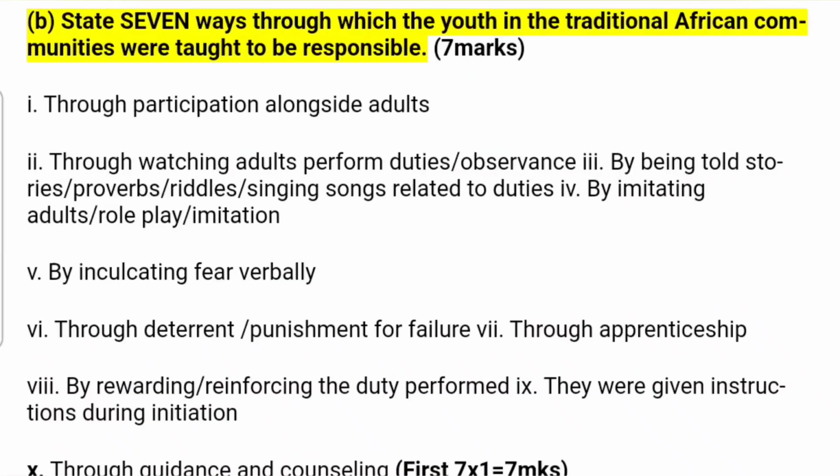B. State 7 ways through which the youth in traditional African communities were taught to be responsible. 7 marks. 1. Through participation alongside adults. 2. Through watching adults perform duties, observation. 3. By being told stories, proverbs, riddles, singing songs related to duties. 4. By imitating adults, role play.